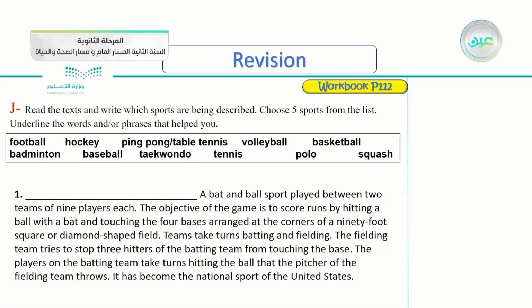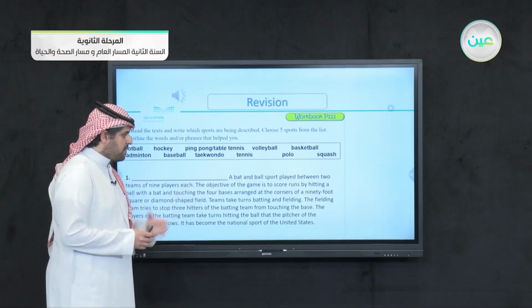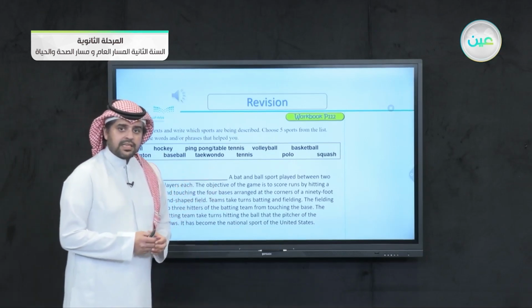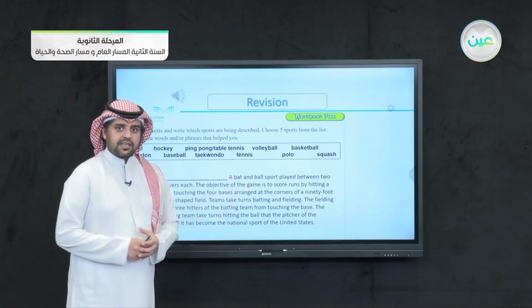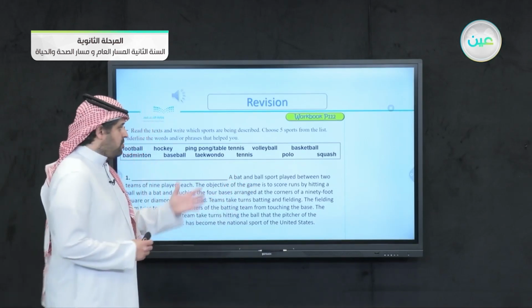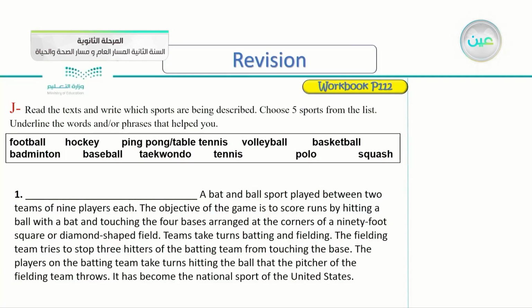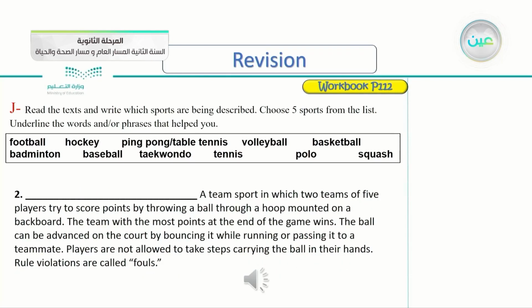So I think just from the first 2 or 3 words here, a bat and a ball, which sports use a bat, a stick, let's say, a bat and a ball. It says a bat and ball sport played between 2 teams of 9 players each. So the first one is what? Let's see the answer together. It's baseball. As I said from the beginning, when it says a bat and a ball, it became very obvious. Number 2 here.